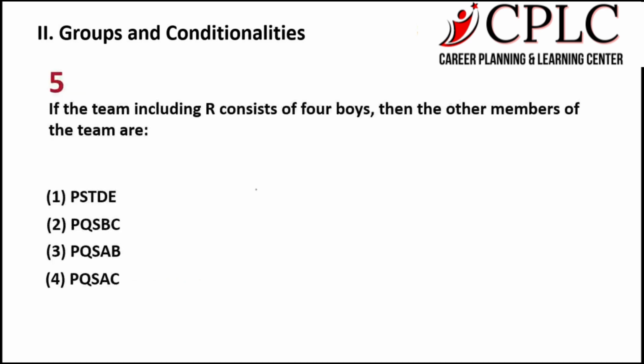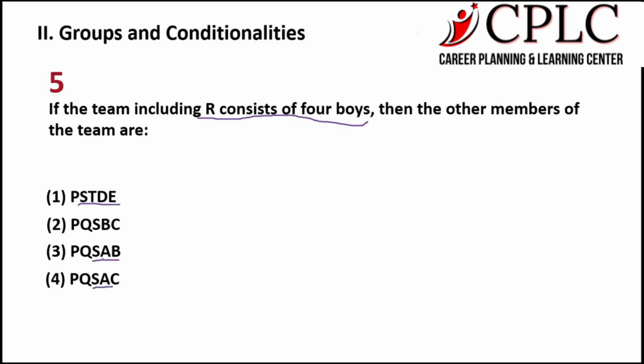Okay. Last question from this one. If the team including R consists of 4 boys, so R is selected, and R has only one condition, that if R is there, B should be there. So B is not here, eliminated. S and A cannot go together. So this also gets eliminated. Gets eliminated because B is not there.